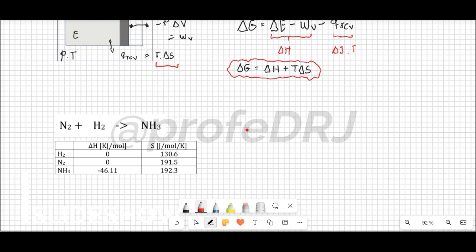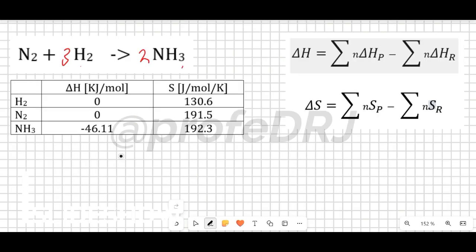First we need to balance. So we have here 3, this is easy, 3, and 2 here. So we have 2 nitrogens, and 6 hydrogens in each side. Find the values of delta H and delta S. We have those equations. In the first one, we have here products and reactives. This is the number of moles, N, and the same for entropy. Let's find it. First, delta H.